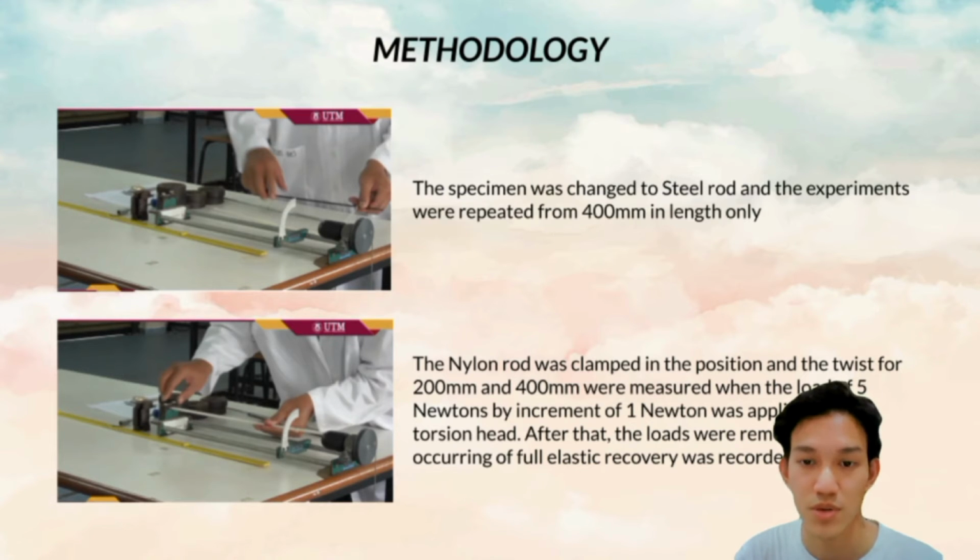The nylon rod was clamped in position and the twist for 200 mm and 400 mm was measured when the load of 5 Newtons by increment of 1 Newton was applied to the torsion head. After that, the loads were removed and the occurrence of full elastic recovery was recorded.